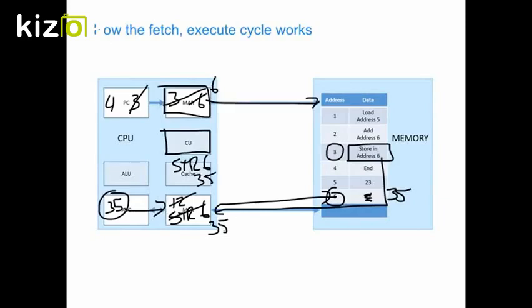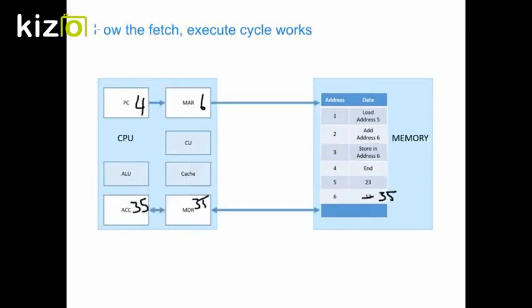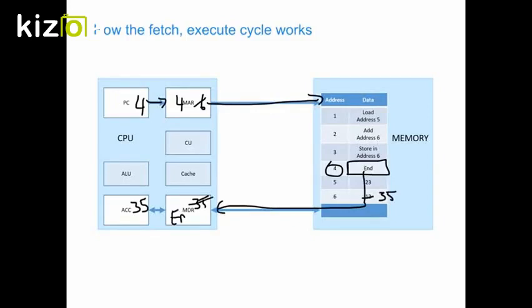So the program counter contains the address of the next instruction, 4, so that gets passed over to the memory address register, out to the memory, and we find our instruction. That comes down into the memory data register, and we need to increment our program counter. Now the control unit is going to decode that instruction, end, realise that's the end of the program, and that's it.